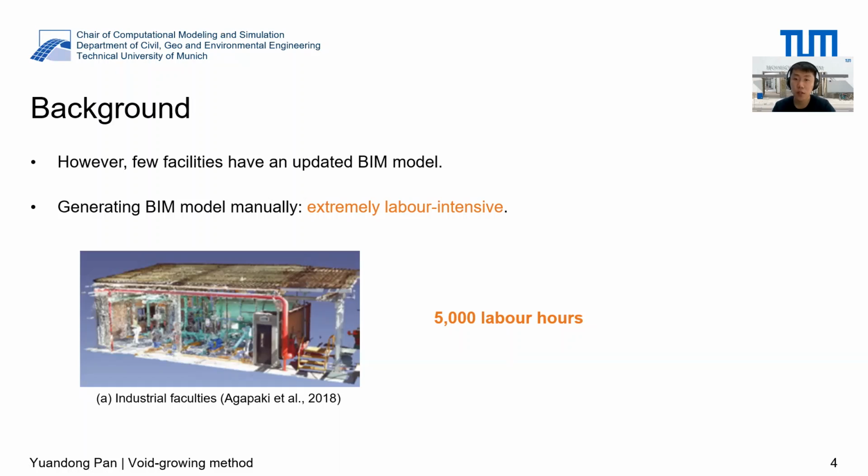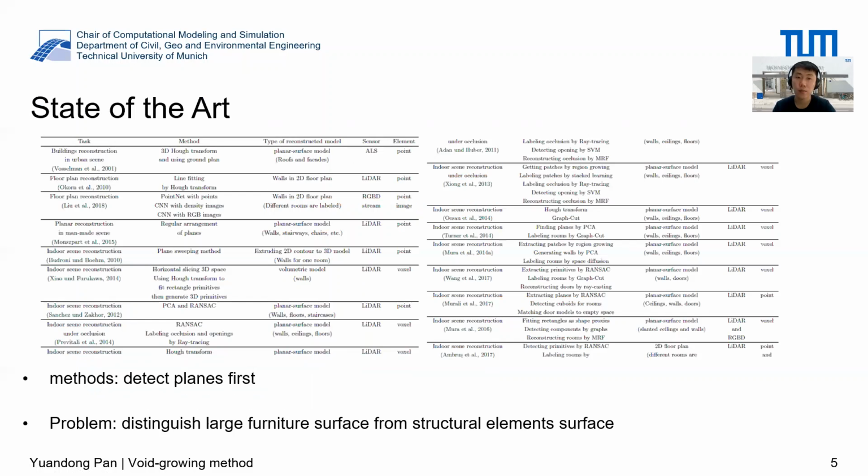Currently, this process requires much human effort. For example, for one bridge, it takes weeks for one modeler to model it. For some large complex industrial facilities, it takes more than 5,000 labor hours to model them. Therefore, we really need to automate the scan-to-BIM process to reduce the labor cost here. Much research has already been done here.